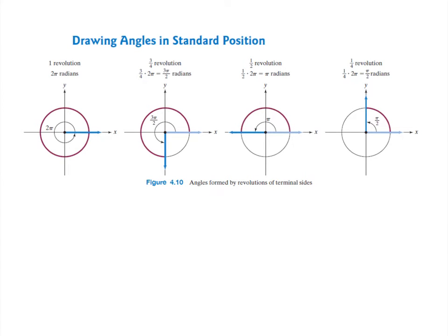All right, so when we're asked to draw angles in standard position, it takes some intuitive use of fractions to help you draw these things. So let's remind you that one complete revolution around is going to be equal to 2 pi radians, or 360 degrees, but we're going to focus on the radians here.